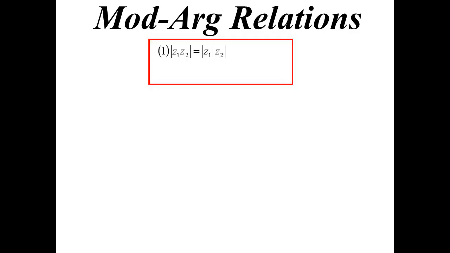So some relationships, how do we play with them when we're in this Mod-Arg form? Okay, if you want to find the modulus of 2 complex numbers multiplied together, it's another one of those ones where it doesn't matter which way round you go. You could multiply the 2 numbers together, then find the modulus, or find the modulus of each individual one and just multiply those numbers together. Argument though is different. It's a bit like logarithms. When you multiply together, you actually add the arguments.